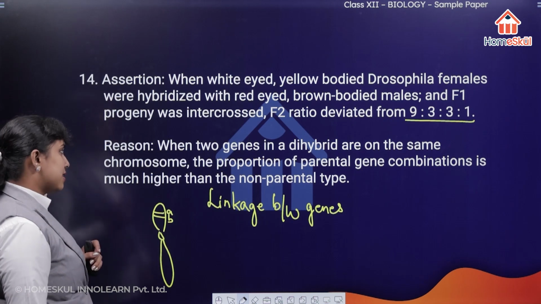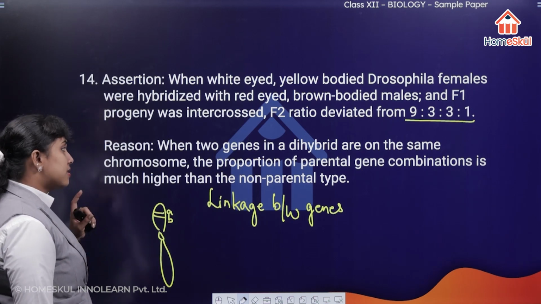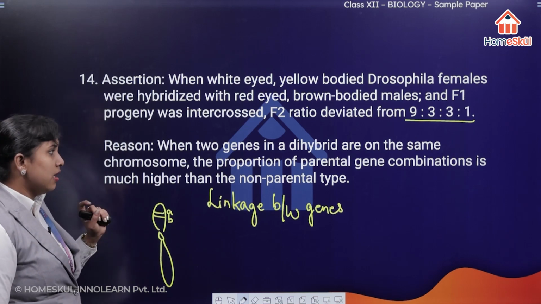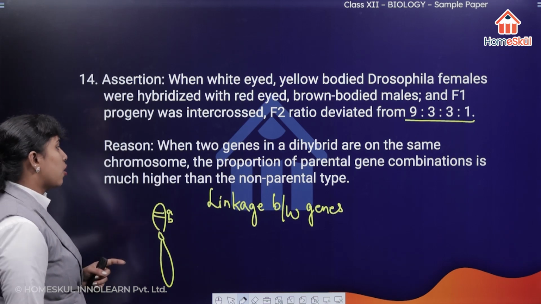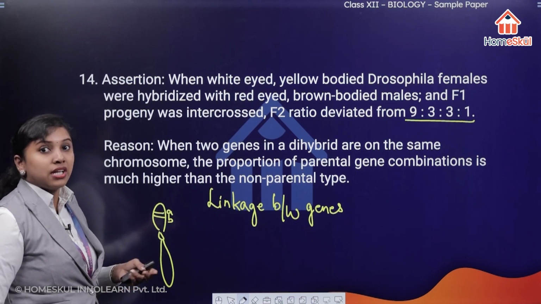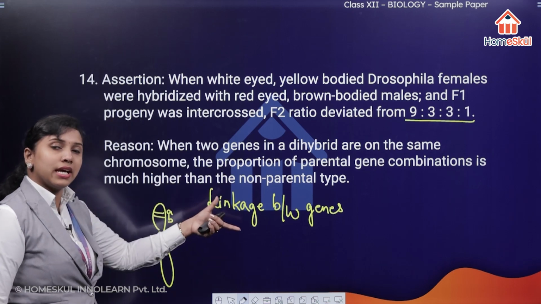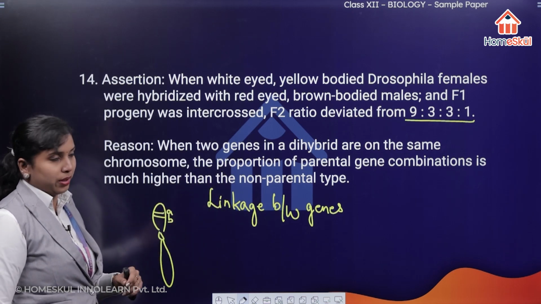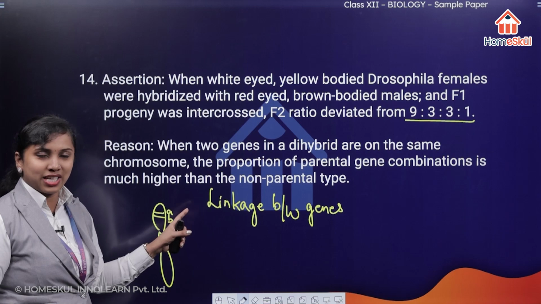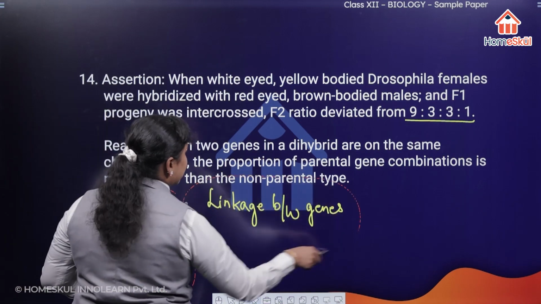So, let us see the reason. When two genes in a dihybrid are on the same chromosome, like I said here, the proportion of the parental gene combination is much higher than the non-parental type. Recombination will be lesser there. The more the linkage, the lesser the recombination. So this is the right explanation, right? So we can say the assertion and reason are true.